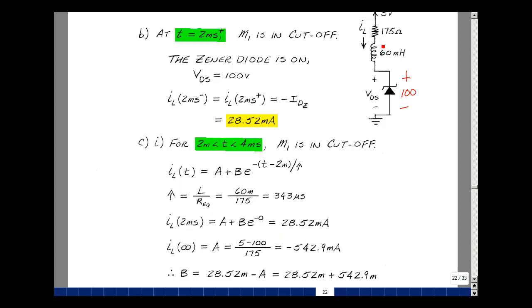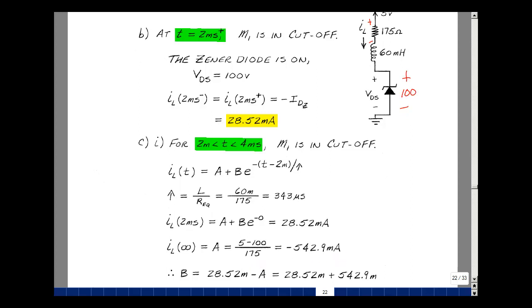If you wait long enough, the inductor will become a short circuit, and the current that flows in here would be the voltage across this resistor divided by the resistance. It would be 5 volts. This is a short, so minus 100 divided by the resistance of 175, and you get a negative 542.9 milliamps.